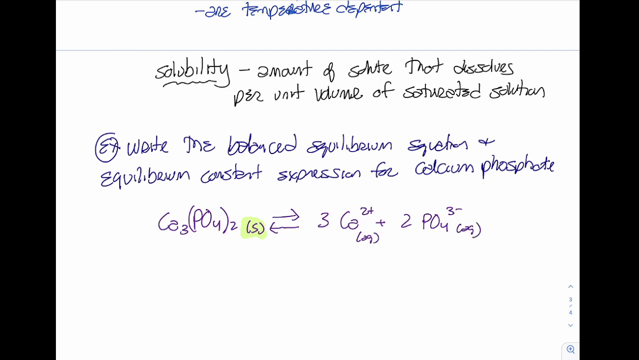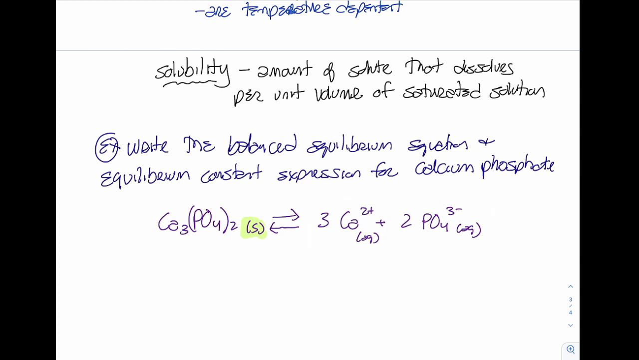It's important that you can write this, right? If I don't know that there's a 3 here and a 2 here, when I write my expression, I'm going to raise them to the wrong powers. So it's important to be able to take calcium phosphate, right? When I write it this way, know that this is what it looks like, and then be able to separate it into the ions, right?